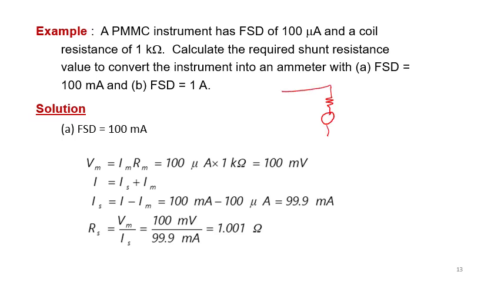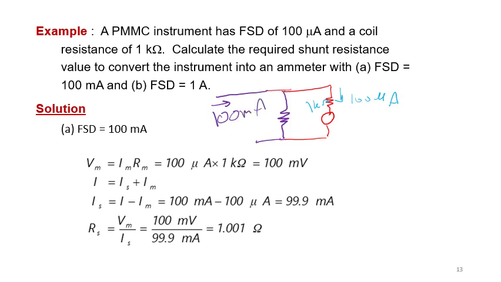This is the PMMC, where, as he said, the current here is 100 microampere and the resistor here is 1 kilo ohm. Now he's saying calculate the required shunt resistance. We need to calculate the value of this resistance, which allows us to measure a current of 100 milliampere. I think from the previous question, we understand now that this is the current which is to be measured.